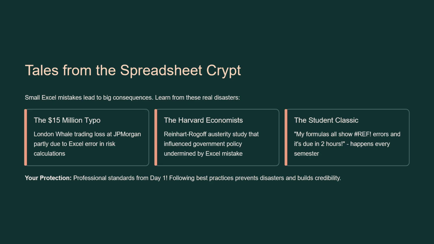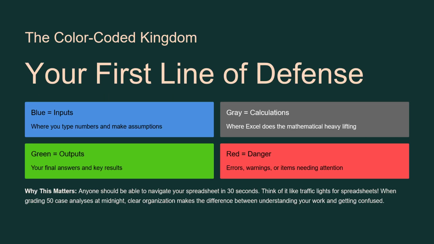Now, the point here is not to scare you. It's to show you how powerful and dangerous spreadsheets can be. Your best protection is professional discipline from day one. Keep your work organized. Double check your formulas. Avoid hard coding numbers. And always use color coding and version control. Because in finance, accuracy is credibility, and credibility is everything.